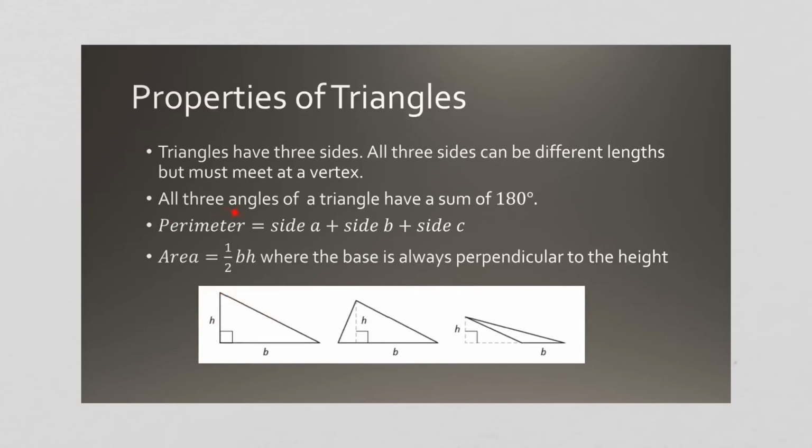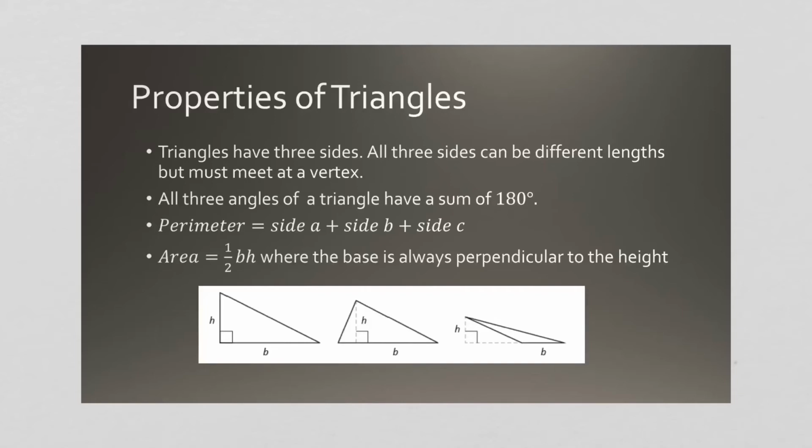Okay, so it says all 3 sides of a triangle have a sum of 180. No matter what kind of triangle it is, all 3 sides add up to be 180 degrees. The perimeter does not change from that of any other figure. Your perimeter is always going to be your side plus your side plus your side. Your area is a little bit different this time, and your area is equal to half of your base times your height.